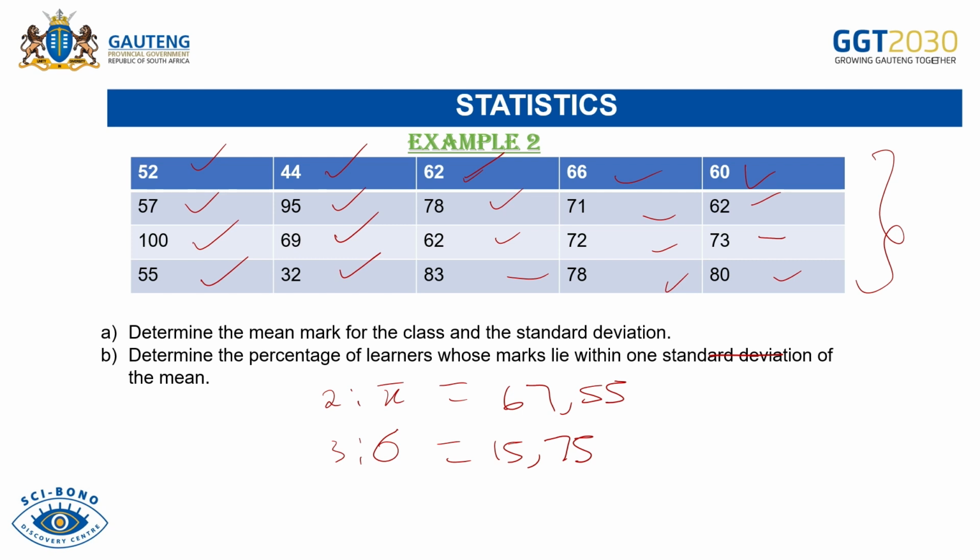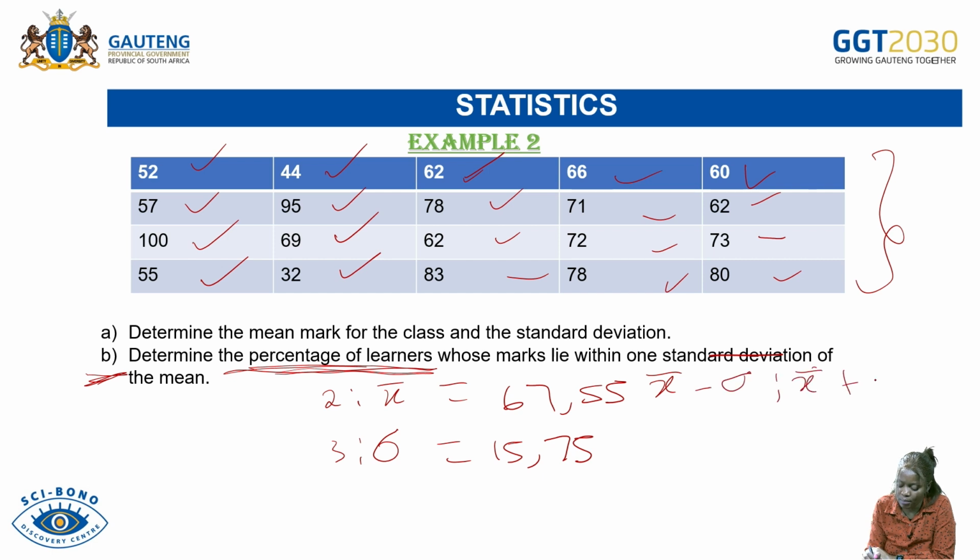Okay, so now I move to B. B is saying determine the percentage of learners whose marks lie within 1 standard deviation of the mean. So for learners to lie within 1 standard deviation of the mean, we are going to say it's your x bar minus your standard deviation up to your x bar plus your standard deviation. It should be within that, right?